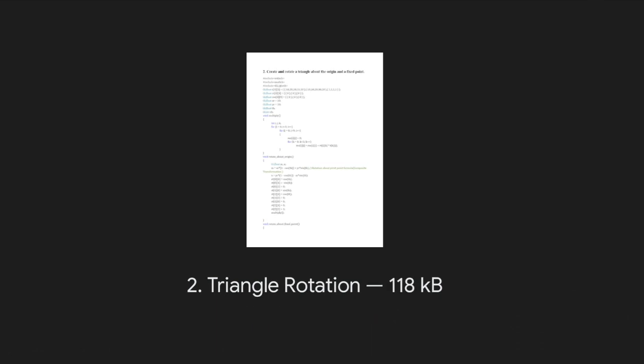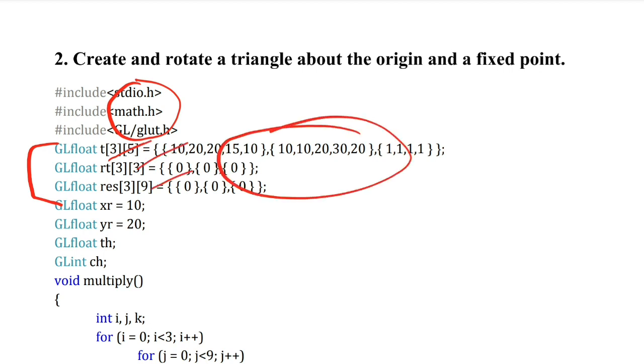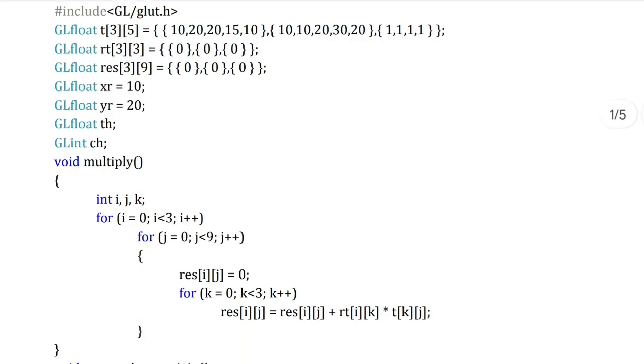This is the program. Here we have the header files first: stdio.h, math.h, and glut.h. And here we have the 3 arrays which are related to each other: the T array, triangle array, rotated triangle array, and resultant array. These things you have to memorize. Along with that, we have the XR, YR, 10, 20 it's taken, TH and CH. And after that we have the void multiply.